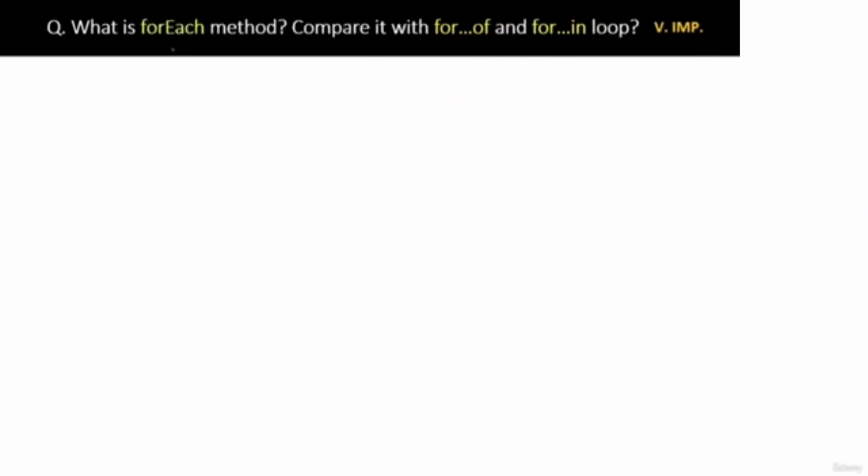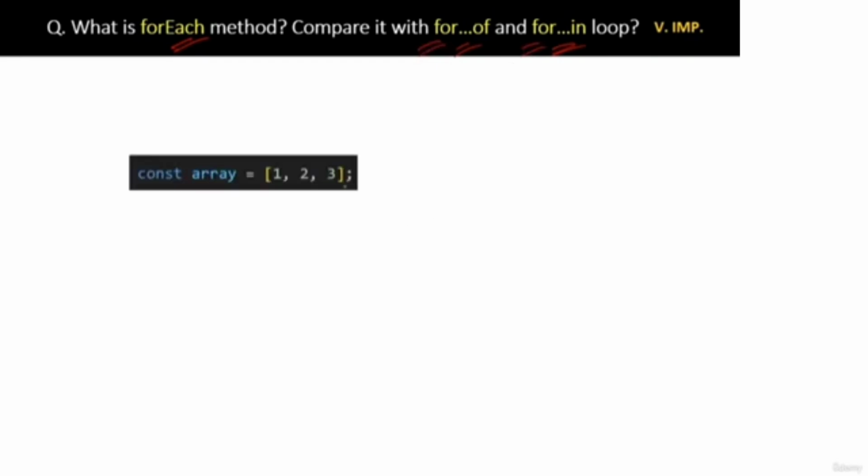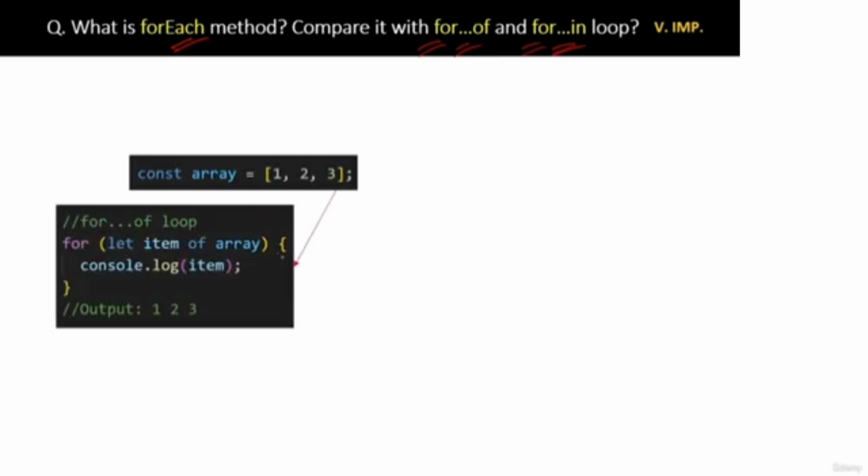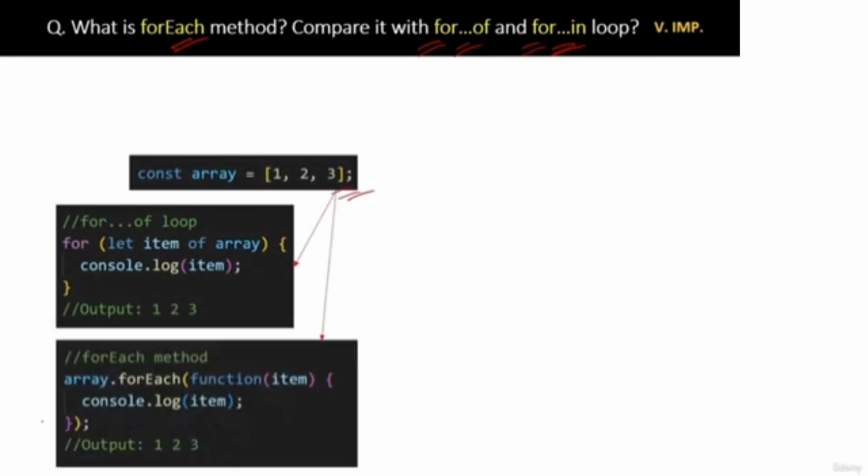What is the purpose of the forEach method? Compare it with for of and for in loop. Again, a very important question. In short, forEach is a method that is able to do both the things which for of and for in loops can do. For example, if this is the array, then this is the for of loop to iterate on it, right? The same array can be iterated using a forEach method like this, and we will get the same output. Here, this array.forEach method will accept a parameter, which is an anonymous function.